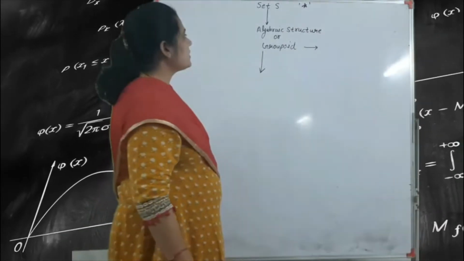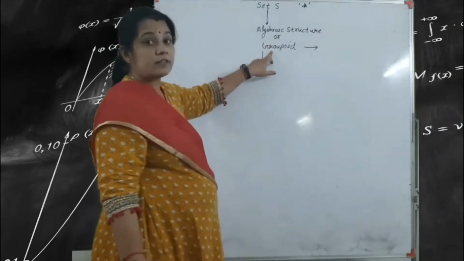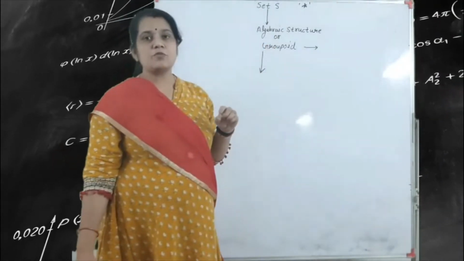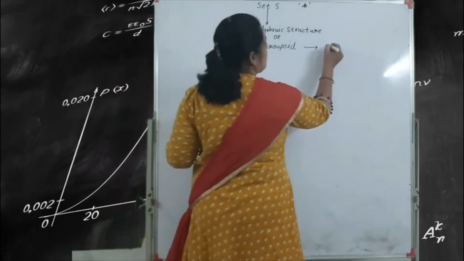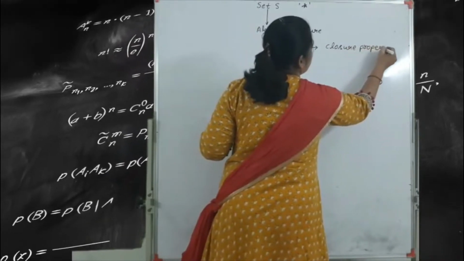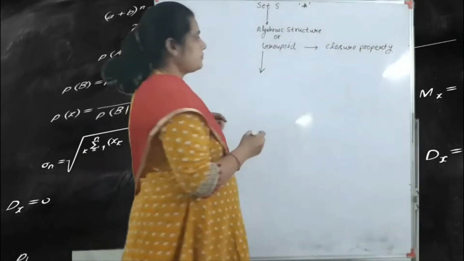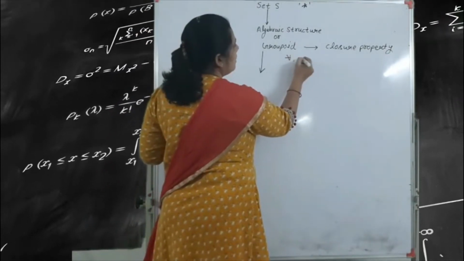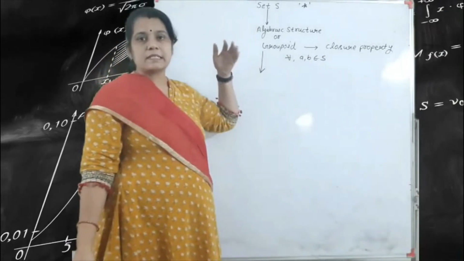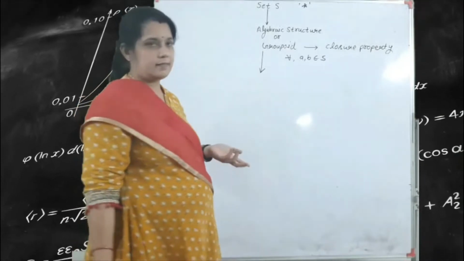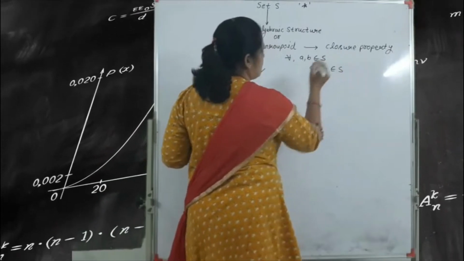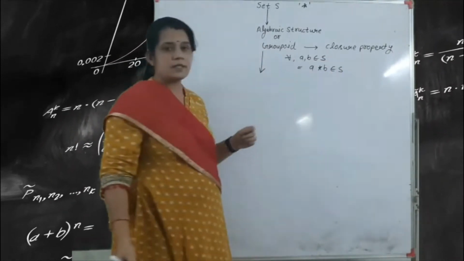So what is an algebraic structure? Algebraic structure, or the other name, the groupoid. Don't be confused here. Algebraic structure satisfies the closure property. Closure property means: if for all A, B belongs to capital S, because here we have the set S, then A star B belongs to S. This is the closure property.